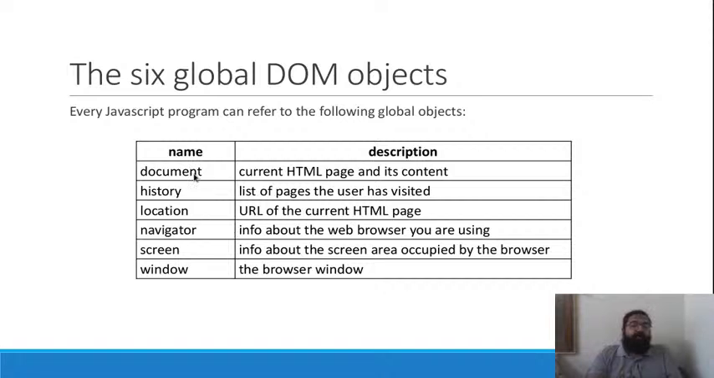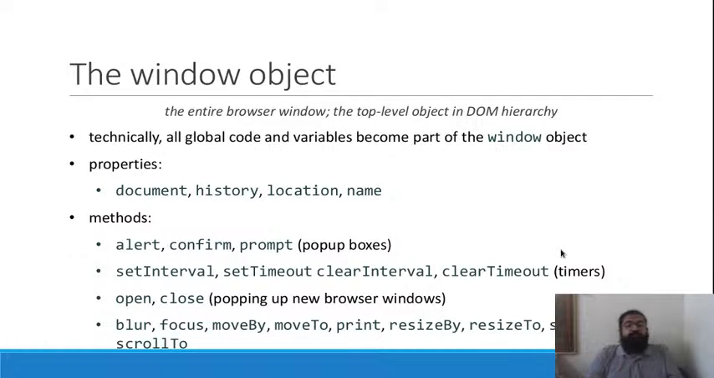We have already seen the use of document and window. Okay, so the window object, technically all global code and variables become part of the window object. So everything is loaded in the window, right? So properties like document, history, location, and name. So the entire browser window, the top level object in the DOM hierarchy.